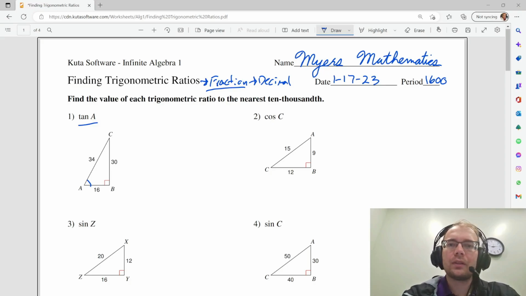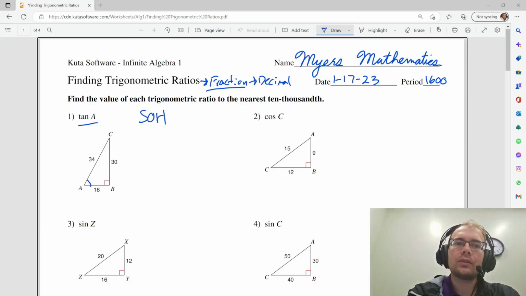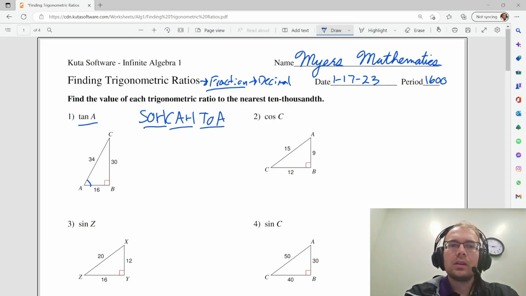So if we use our little helper equation over here, SOHCAHTOA. Right, so SOHCAHTOA. SOHCAHTOA. So we're going to use this part of SOHCAHTOA.